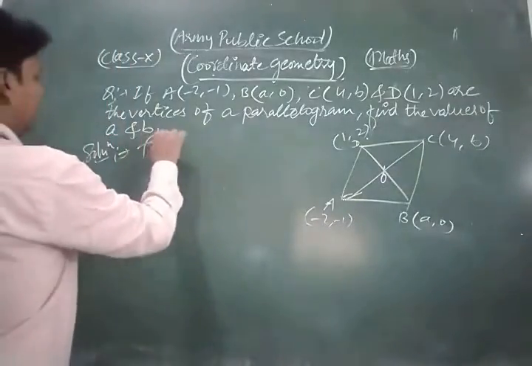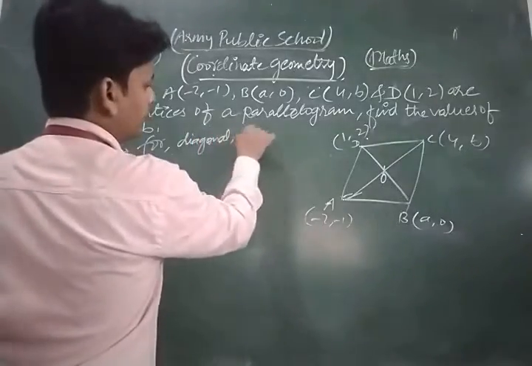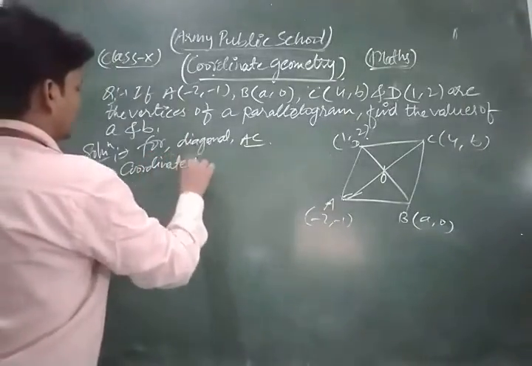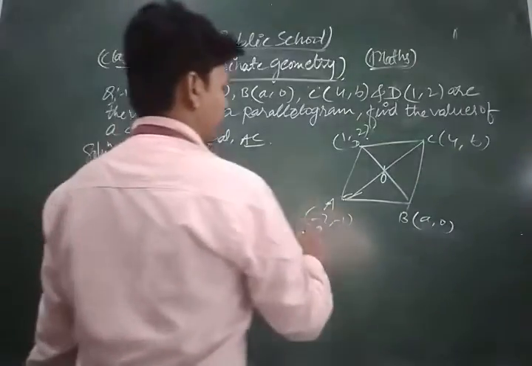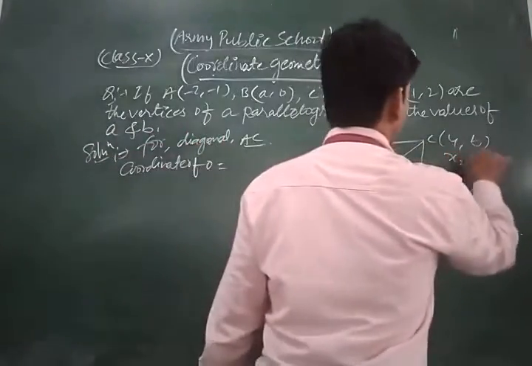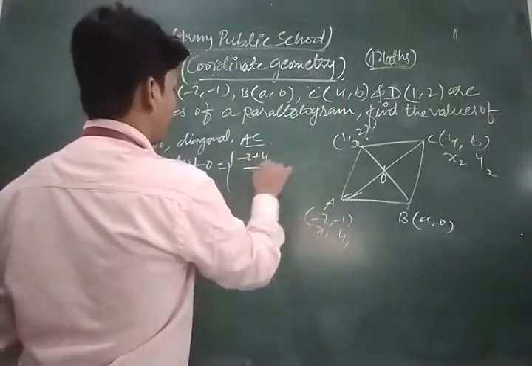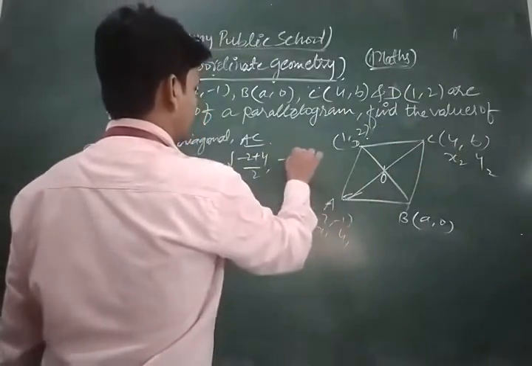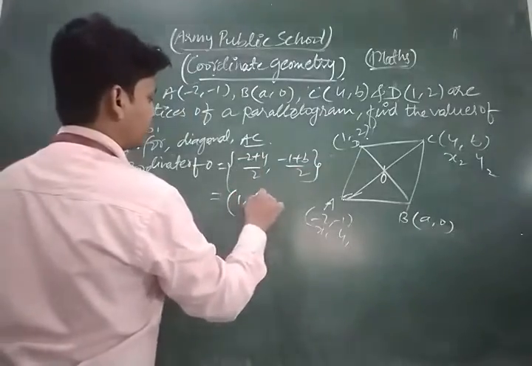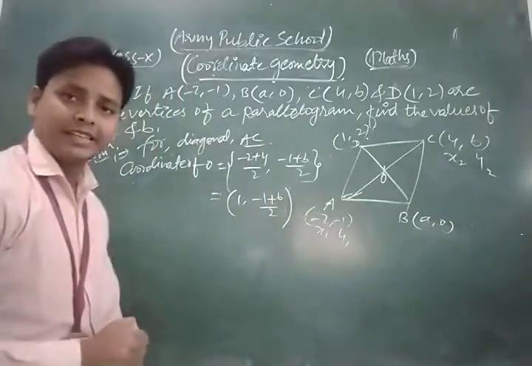For diagonal AC, coordinate of O is x1 plus x2 upon 2. This is the midpoint of AC. So x1 y1 x2 y2. So this is (-2 plus 4) upon 2 and (y1 plus y2, that is -1 plus b) upon 2. That is 2 upon 2, that is (1, (-1 plus b) upon 2). This is for diagonal AC.